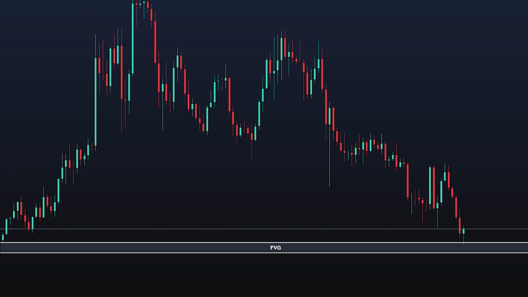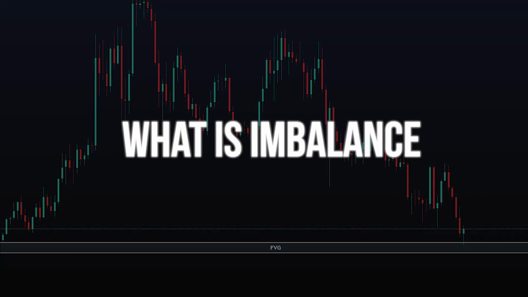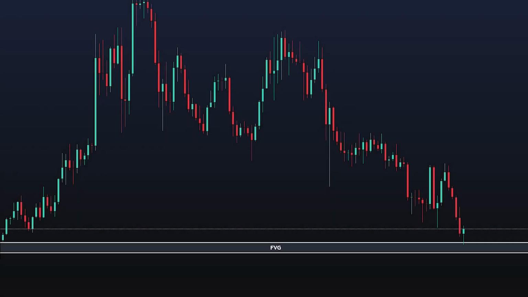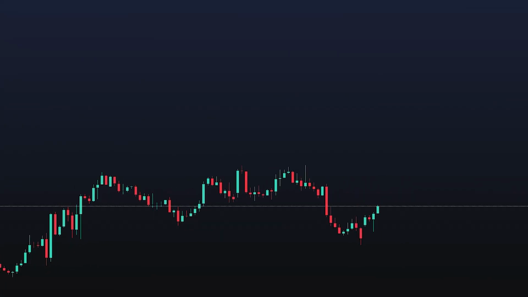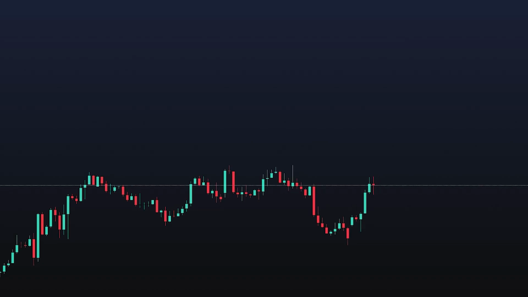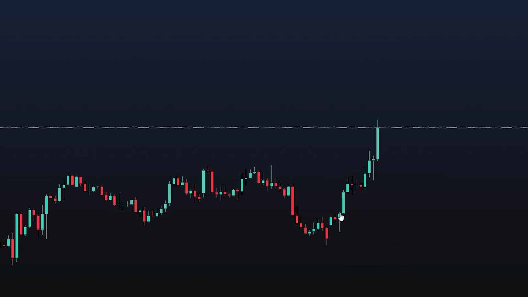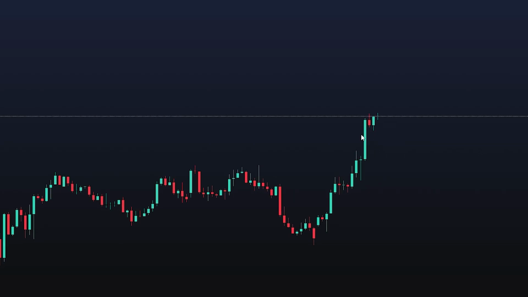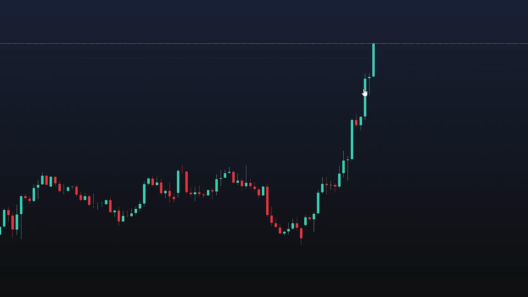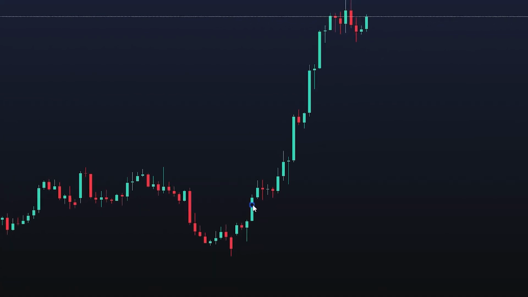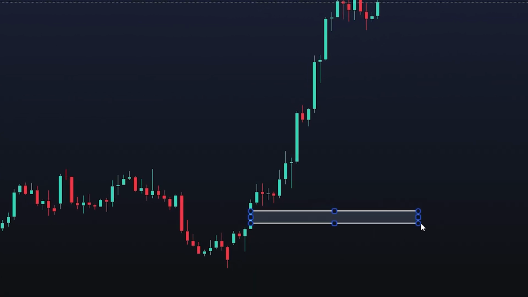Before we get into the strategy, let's break down what imbalance is and why it plays a key role in smart money concept. Imbalance or fair value gap is an imbalance between buyers and sellers that occurs when there is a strong impulsive price movement. It is a moment when the market lacks liquidity and the price literally jumps a level without significant counter volume. On the chart, such an imbalance looks like a candlestick gap between the closing price of one candlestick and the opening price of the next one.